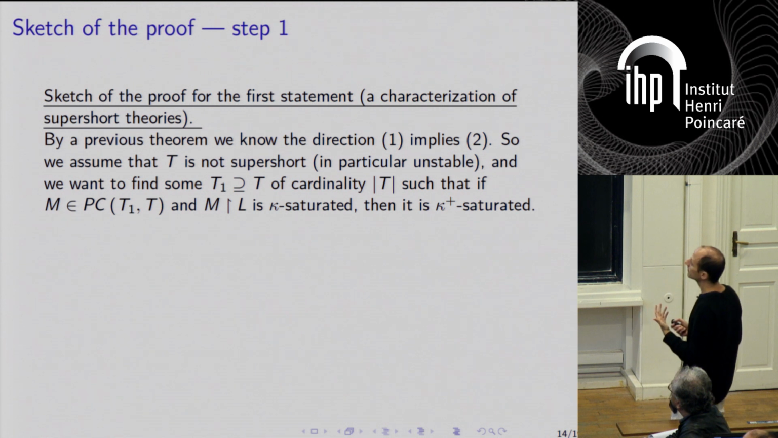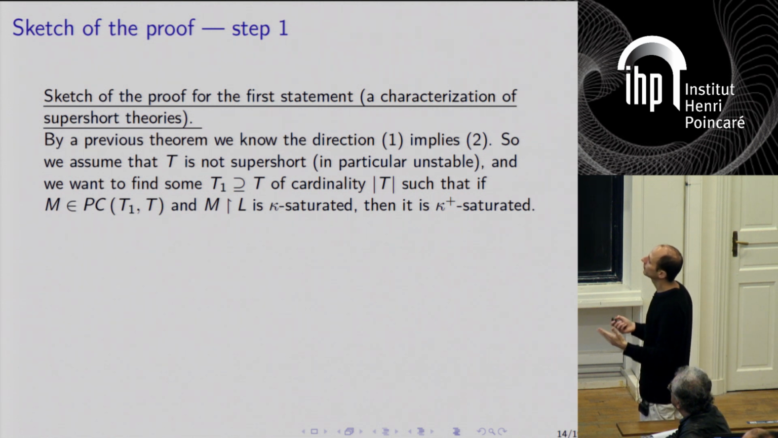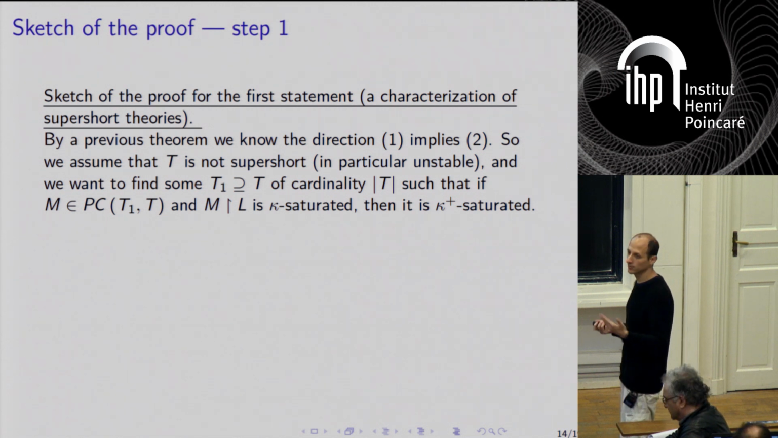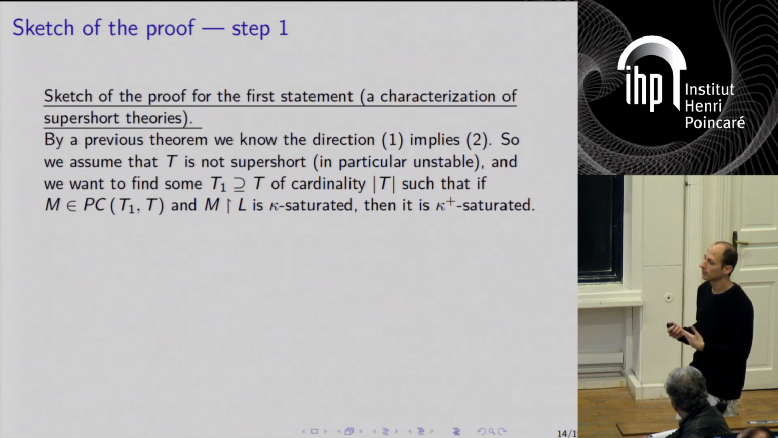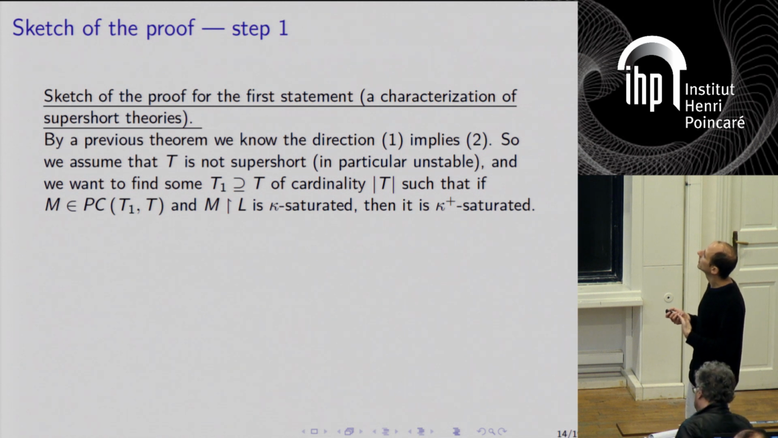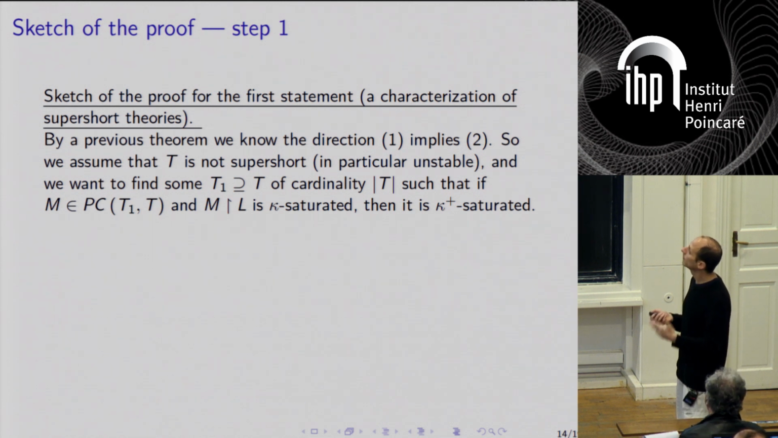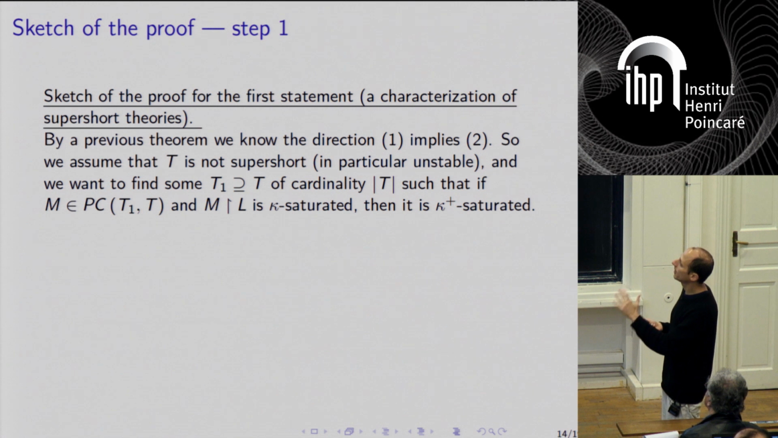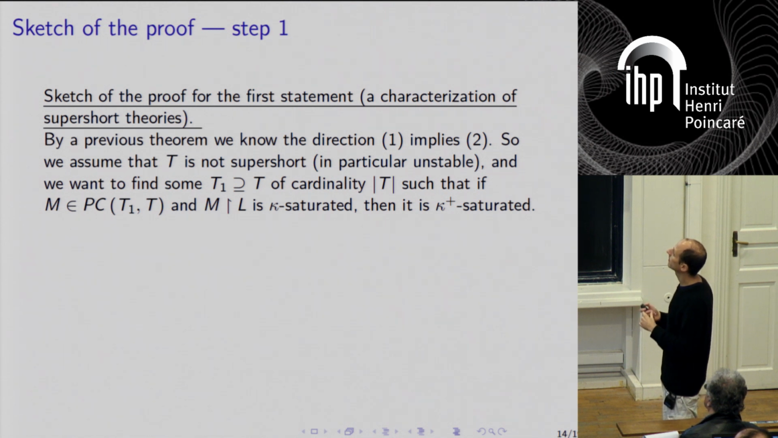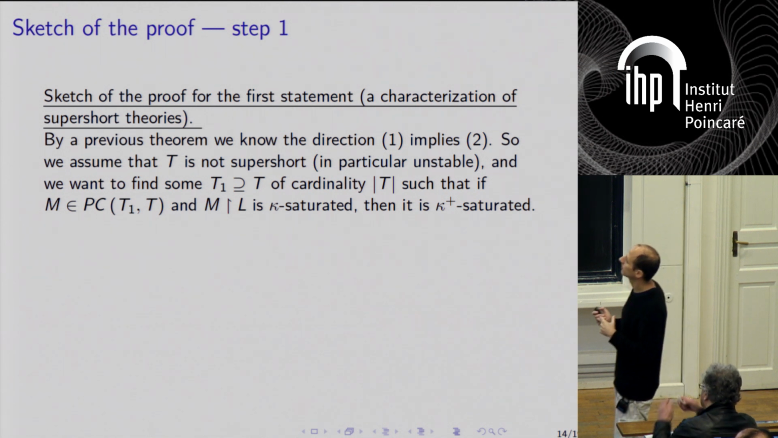So we have some theory which is not super short, and in particular, it's not stable because you remember that stable theories are always super short. And we want to find some T1 such that if M is a model of T1, and the restriction to L is kappa saturated, then it is also kappa plus saturated. Okay?